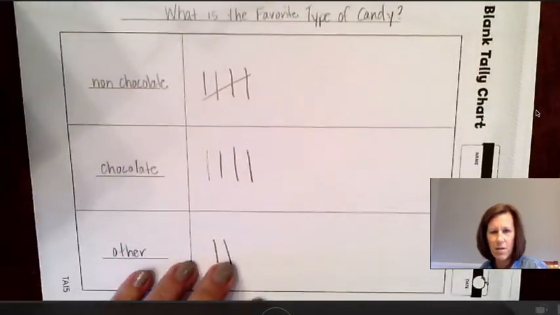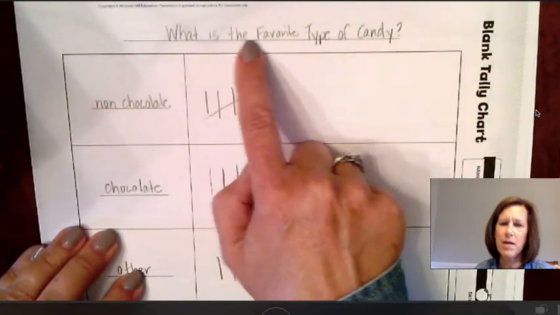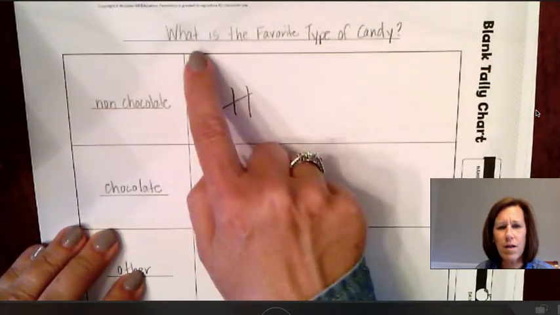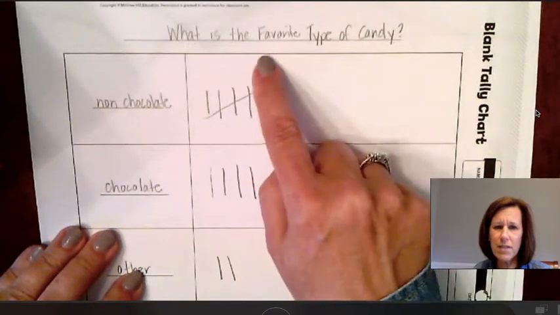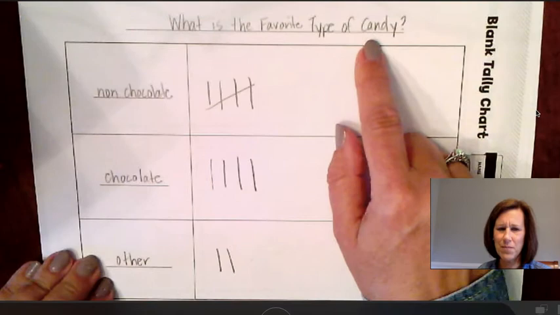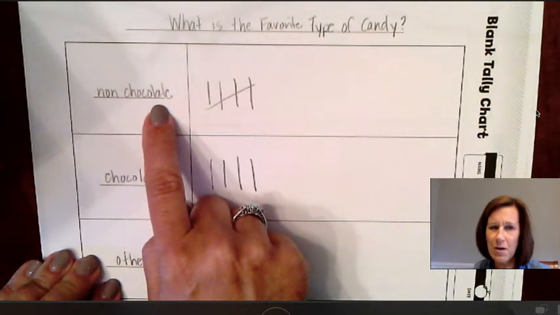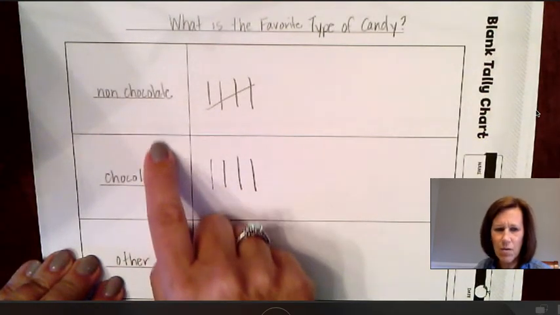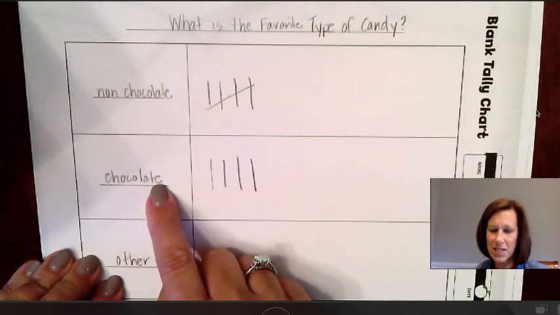So many different choices. When we work on that, we want to make sure that we ask a question that becomes the title or the main idea of our questions. What is the favorite type of candy? That was what I was kind of thinking about. And then I thought about non-chocolates like Skittles or Swedish Fish or Sour Patch. Or would the favorites be chocolates like Snickers and M&Ms and Reese Cups?